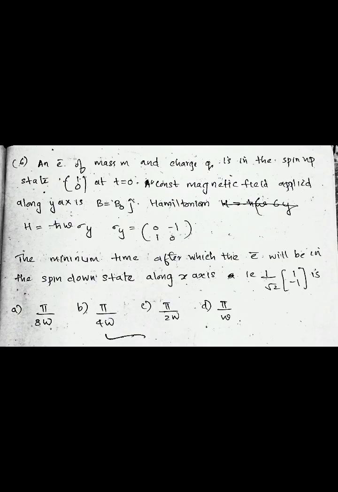The first question is: an electron of mass m and charge q is in spin-up state (1, 0) at t equal to 0. A constant magnetic field is applied along the y-axis, that is B equal to B0 j cap. The Hamiltonian H is equal to minus h cut omega sigma y, where sigma y is the matrix (0, -i; i, 0). The minimum time after which the electron will be in the spin-down state along the x-axis, that is 1 by root 2 (1, -1), is dash.